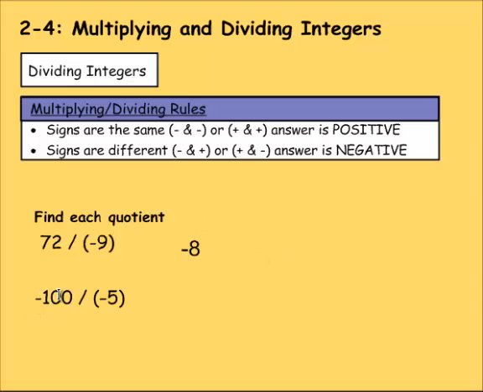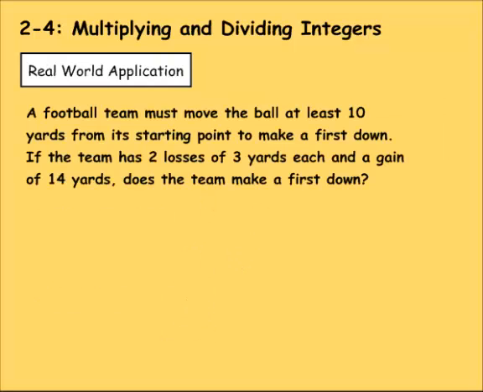Here we have negative 100 divided by negative 5. We have a negative and a negative again. So 5 goes into 100 20 times, and since it's a negative and a negative, our answer will be positive. Let's do a real-world problem then.